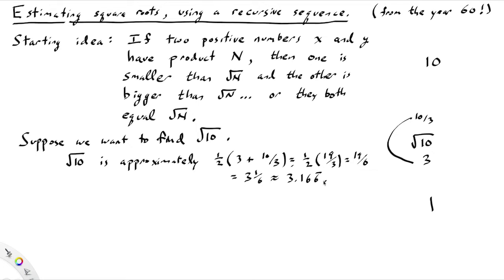Okay, so let's make this a little bit more general using the language of recursive sequences. What we do is we can let A1, the first term of our sequence, be 3. This will be our first guess, or our first estimate.